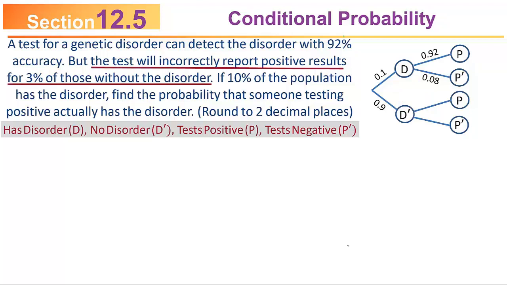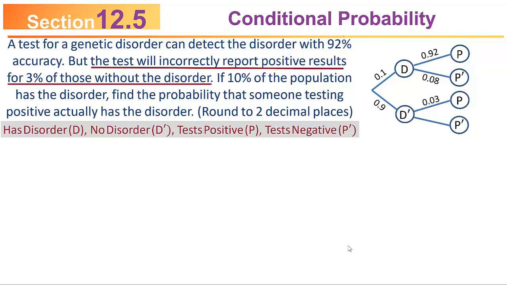You also know that the test will incorrectly report positive results for 3% without the disorder. So if you go down that D prime branch, the test will say you have the disease 3% of the time. That's called a false positive. And you really want that number to be small. You don't want to tell somebody they have it when they don't. But in this case, you do have a 3% false positive. You don't have the disease, but the test says you do.